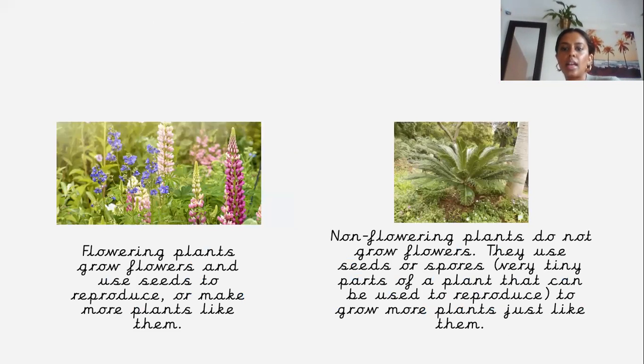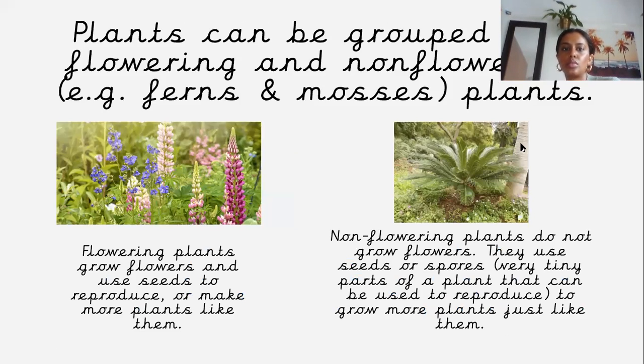Let's have a look at plants. So plants can be grouped into flowering and non-flowering. So for example, ferns and mosses are non-flowering plants. Flowering plants grow flowers and use seeds to reproduce or make more plants like them. Whereas non-flowering plants do not grow flowers. They use seeds or spores, very tiny parts of a plant that can be used to reproduce, to grow more plants just like them.